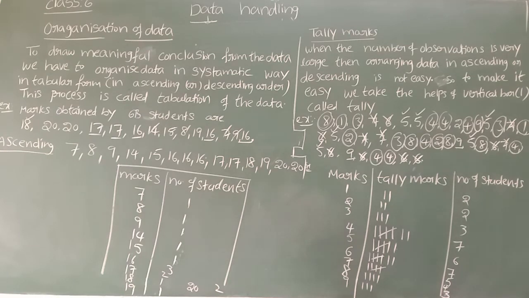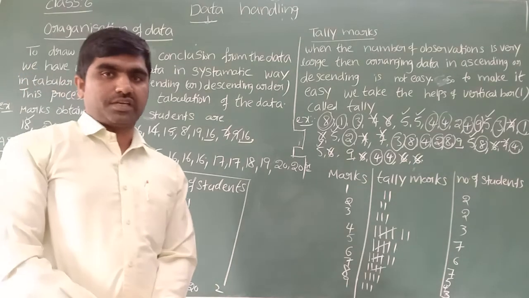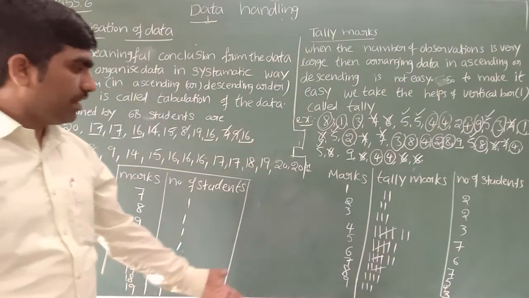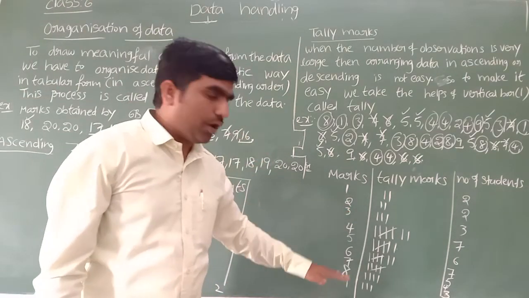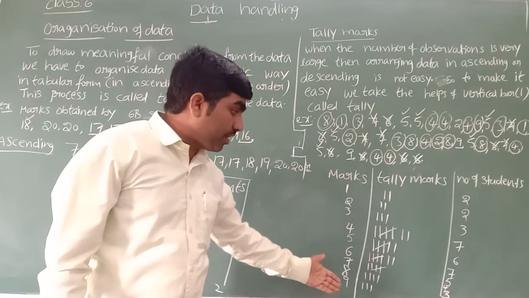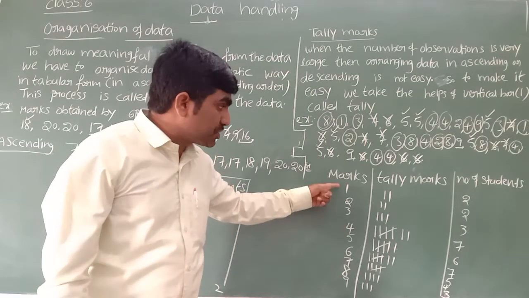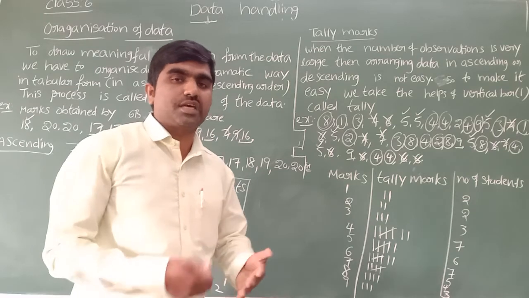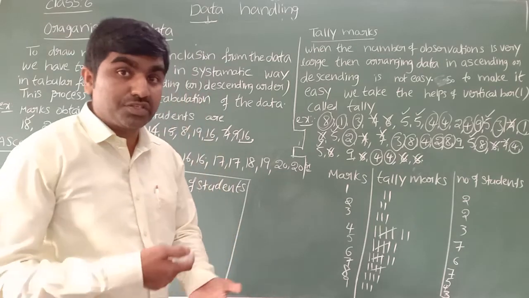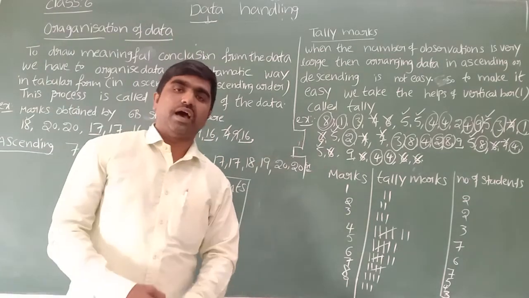Hope it is clear. Sir, why all this arrangement? To make it easy to understand. From here you can say easily how many got above 4, how many got below 4, how many got 9 marks, how many got the least mark. You can answer all these types of questions easily once you do the proper arrangement.